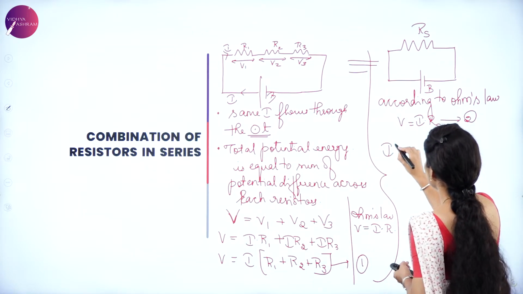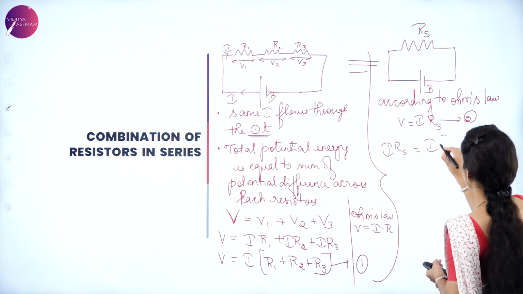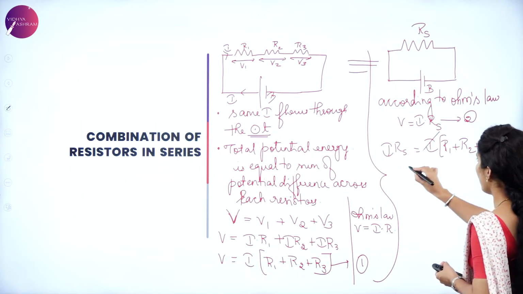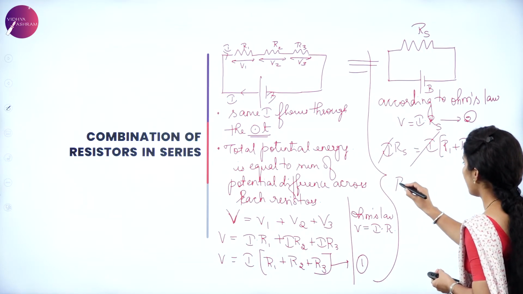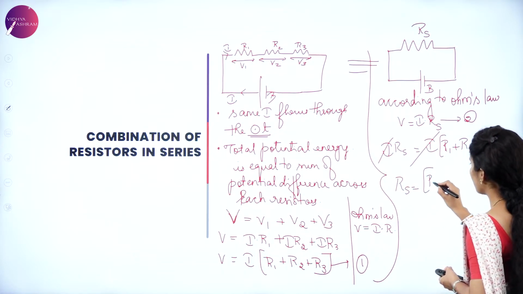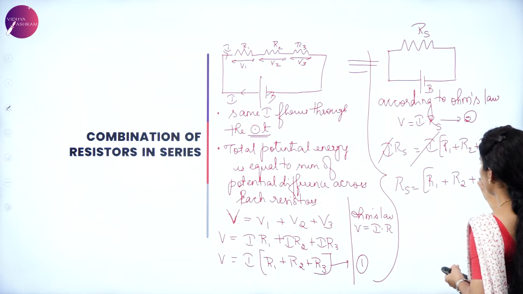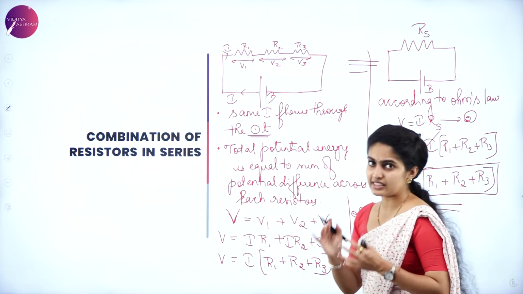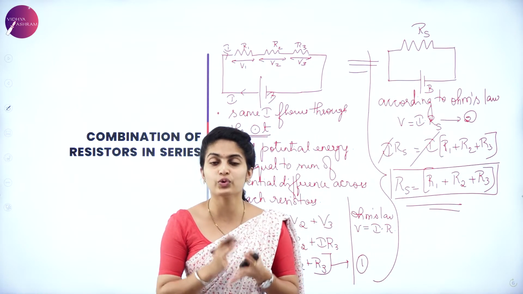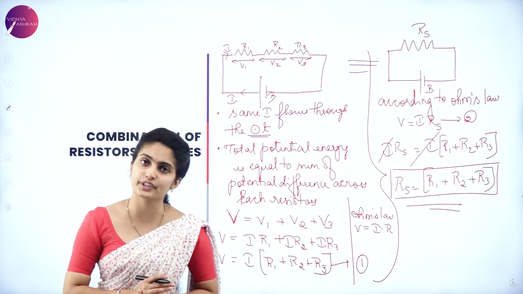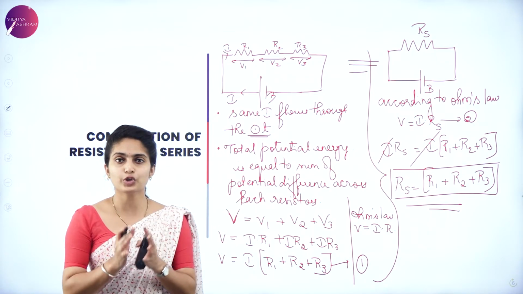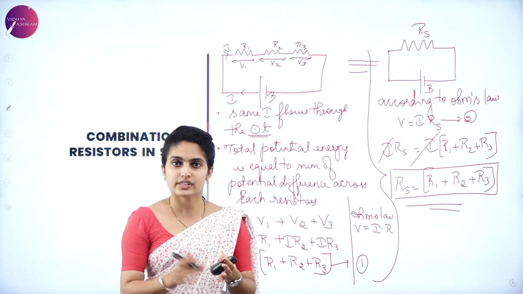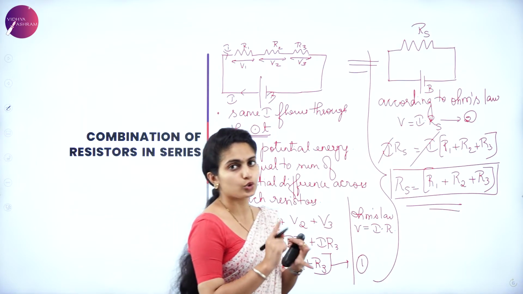We have I into Rs is equal to I into R1 plus R2 plus R3. On deleting the common terms, we have Rs is equal to R1 plus R2 plus R3. So this is the combination of resistors in series, and this is very helpful for you to solve numerical problems. So you have to know how to calculate the connection of resistors in series. It is Rs is equal to R1 plus R2 plus R3.